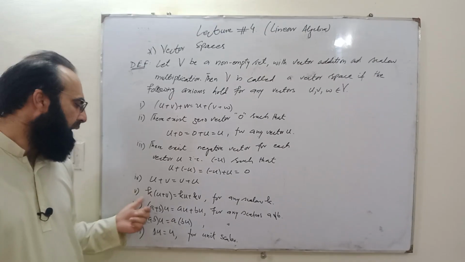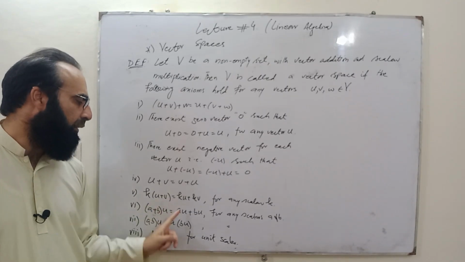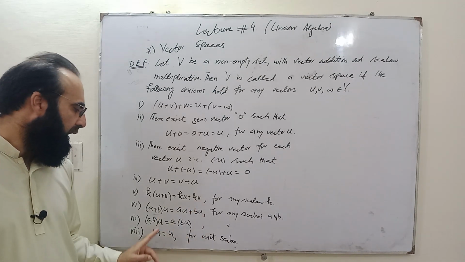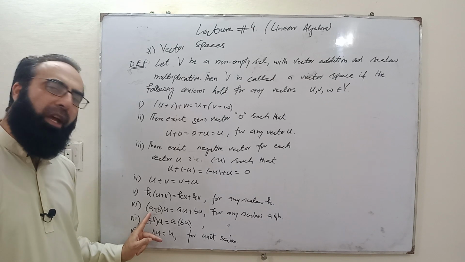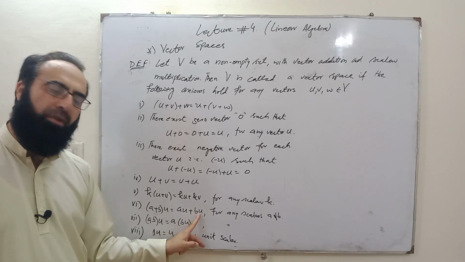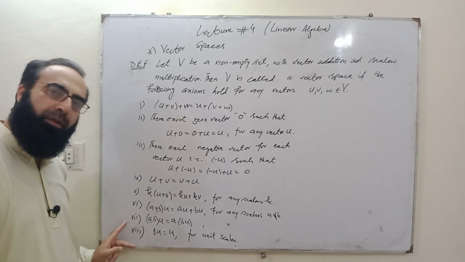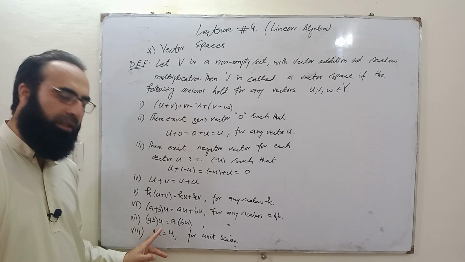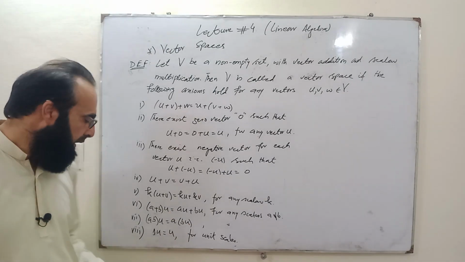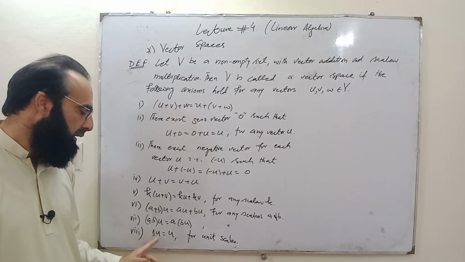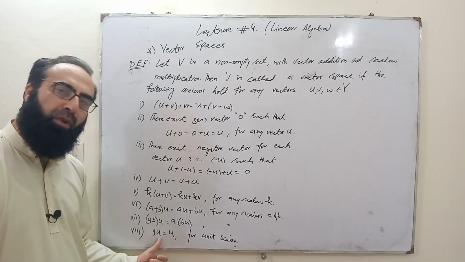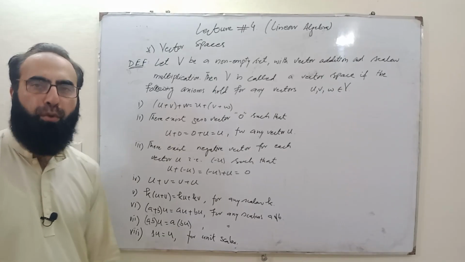In the fifth property, scalar k times u plus v gives you k times u vector plus k times v vector. And for scalars a and b, a plus b times u vector gives you a times u vector plus b times u vector. In the seventh property, ab times vector u gives you a times b times vector u. And in the last property, there will exist a unit scalar such that unit times any vector u gives you u vector.